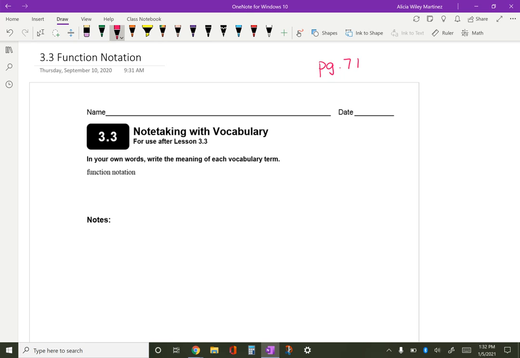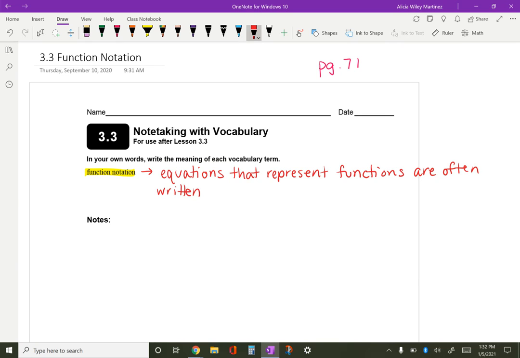So function notation is a vocabulary word in this section, and it is described as equations that represent functions are often written in function notation. So I'm going to show you what that looks like.